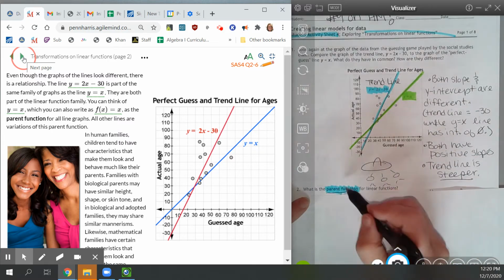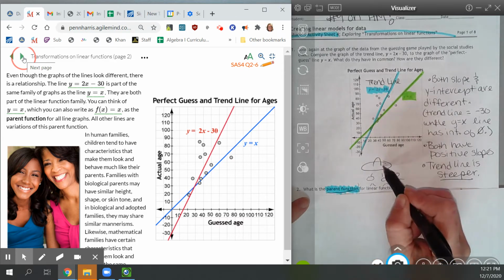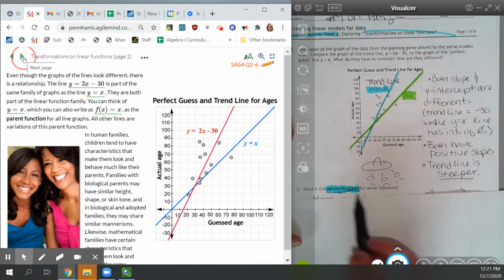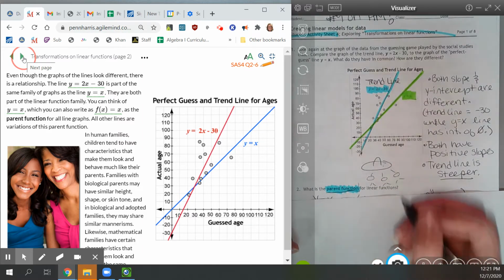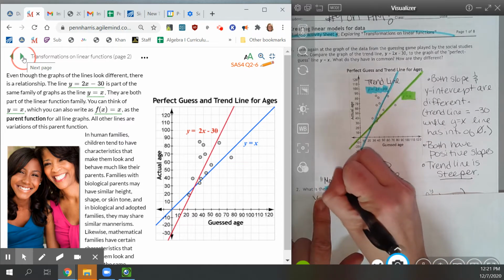So I want you to think of the parent function as like the mothership of our different functions. And guys, what we mean by functions is just another way of saying equations. So instead of parent function, we can always call it the mother function.